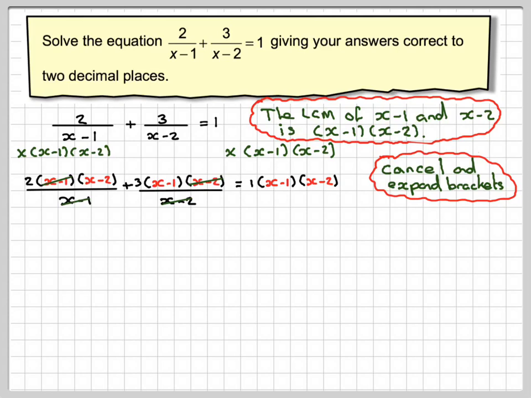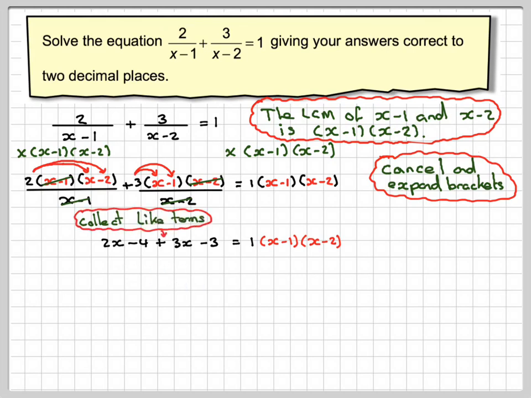So we've now got to do 2 times x, which is 2x, 2 times minus 2, which is minus 4, minus 3 times x, which gives me 3x, and then 3 times minus 1, which gives me minus 3, is equal to 1 times x minus 1, x minus 2. Okay, so we're just going to leave that for a moment. We're going to collect together now the like terms on this side. So it's going to give me 2x plus 3x, which is 5x, minus 4, minus 3, which is minus 7.